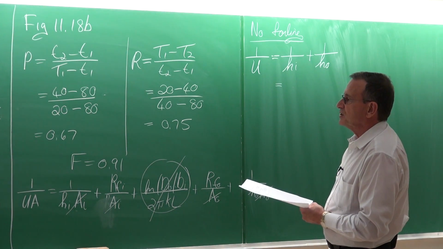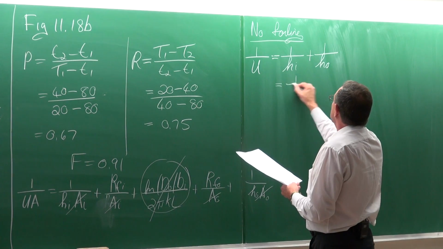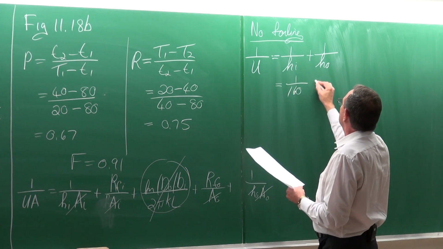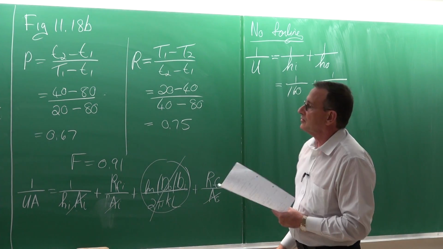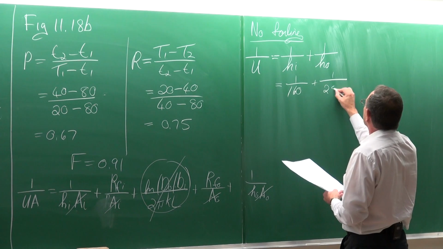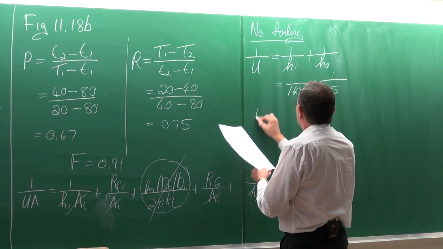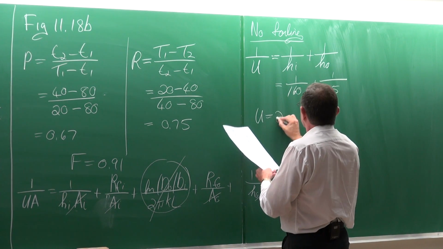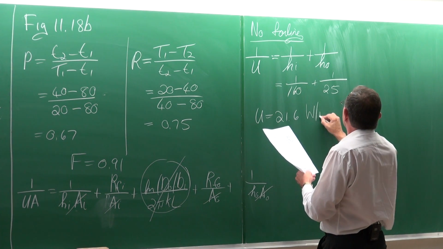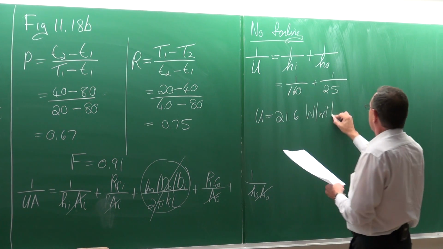The heat transfer coefficient on the inside is 1060. The heat transfer coefficient on the outside is equal to 25. And if we solve it, then we get the overall heat transfer coefficient is 21.6 watts per square meter Kelvin.